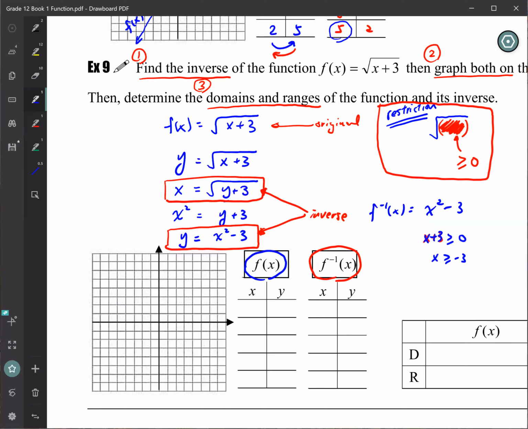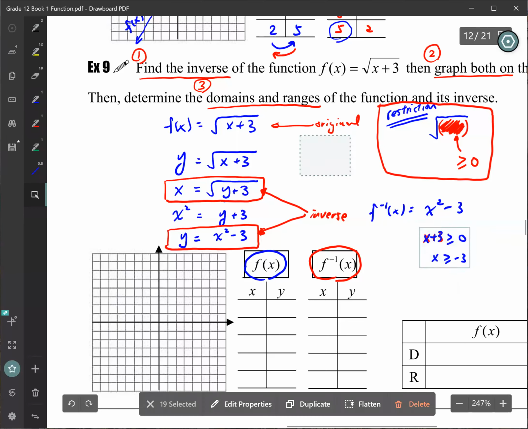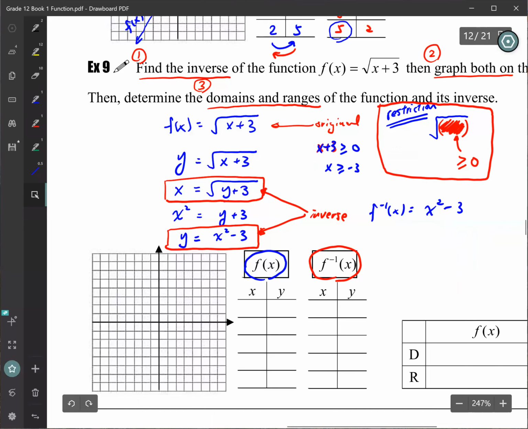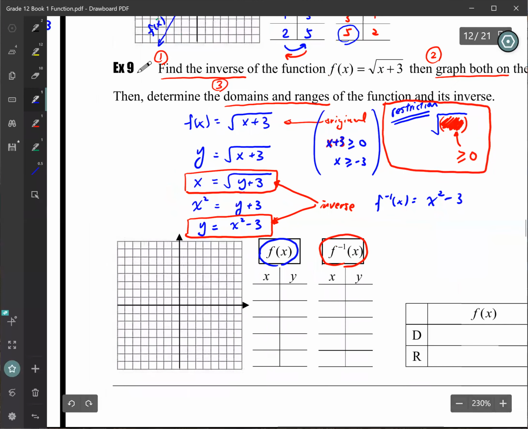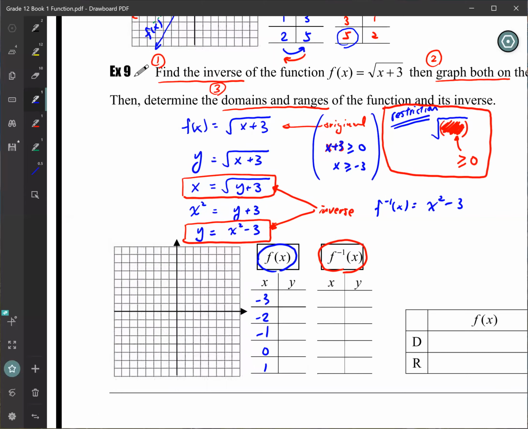I think we should put it beside the original. Okay, so let's put it here. Okay, so for the original, we have this. So when we plot the points, your points for x will be starting from -3 and then get bigger. So -3, -2, -1, 0, 1. All right, so please plug it in and get the y values like before. Once you got the points, please raise your hand.